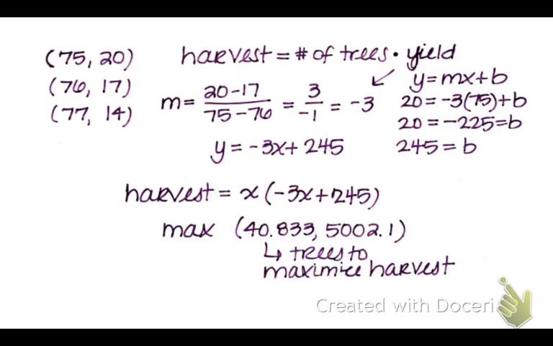So to get harvest, we would multiply x times -3x plus 245. Again, use Desmos to graph this and find that maximum point. So we would plant 40 trees to maximize the harvest. If we plant more than that, then we're actually doing more damage than good to our crops.